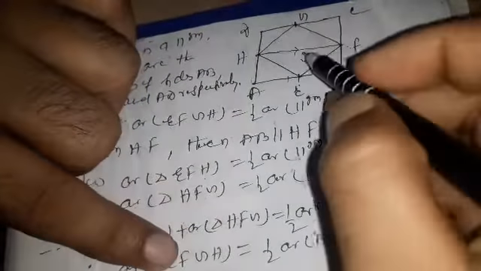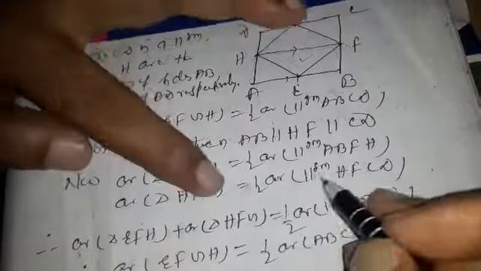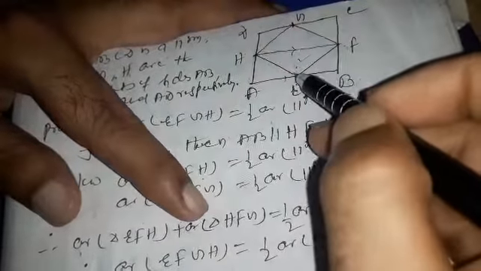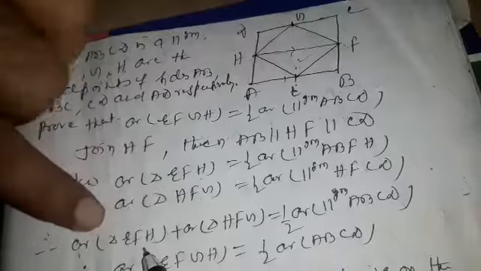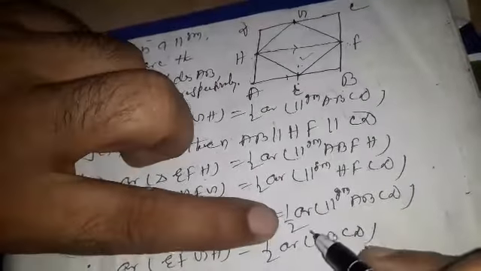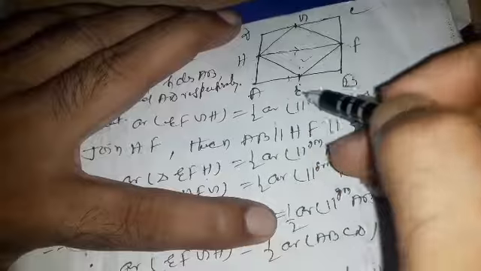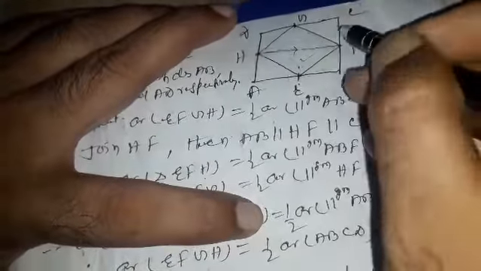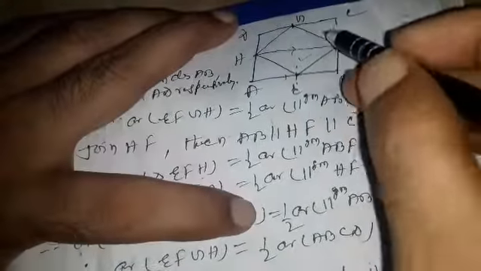Half the area of HFCD. Now, the sum of these two areas, therefore area of triangle EFH plus area of triangle HFG, is equal to half the area of parallelogram ABCD, because half the area of this plus half the area of this, their sum is ABCD. So we can prove it.